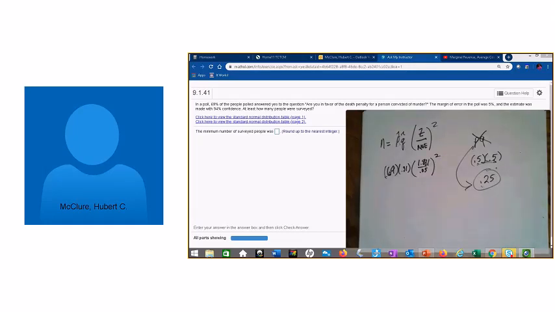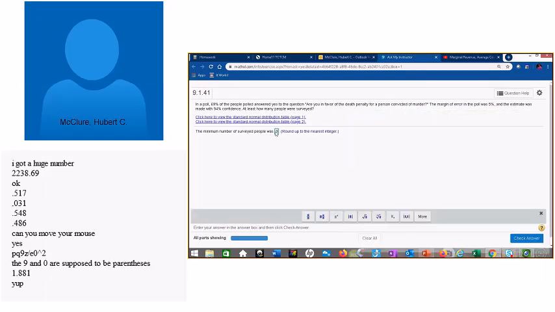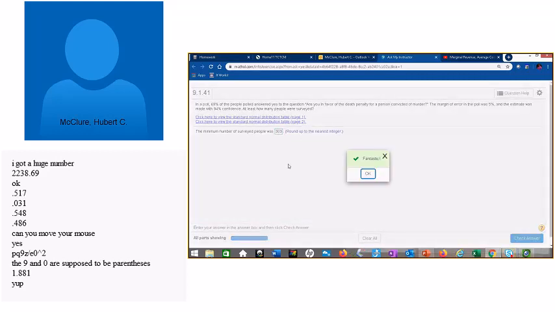I got 303. Okay, what did you get, Miss Carver? 303. See what she got. I'll type it in. Yep. Good job. 303. And let's check that last one.